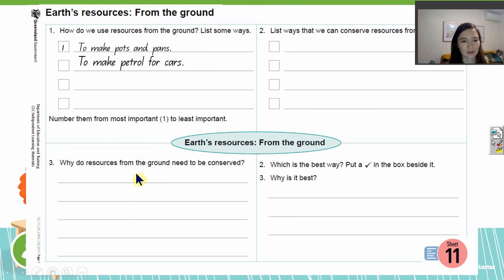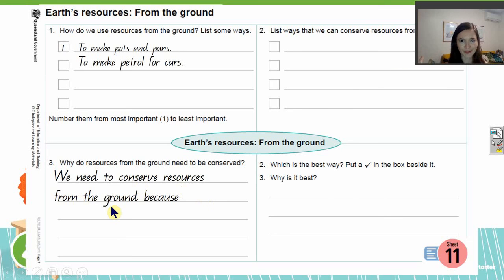The next one, I'm going to go down here. So why do resources from the ground need to be conserved? So we need to conserve resources from the ground because, why? For the future generations, or maybe because we want to keep using them in future and we want to keep the cost down. Remember we talked about how it could get more expensive if we use a lot of resources now. So you have a little think and write in there what you think the reason is.